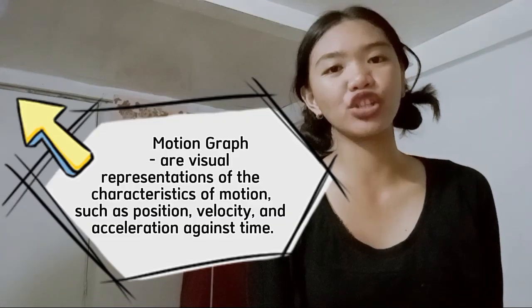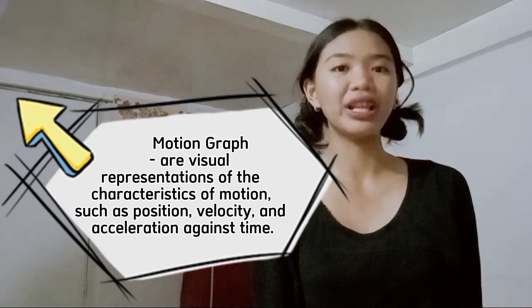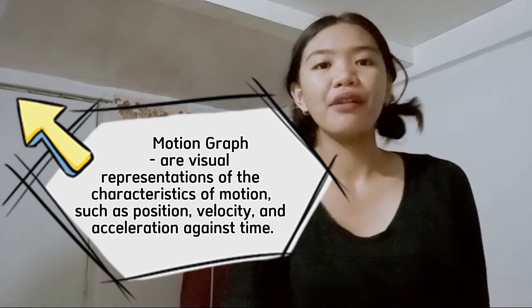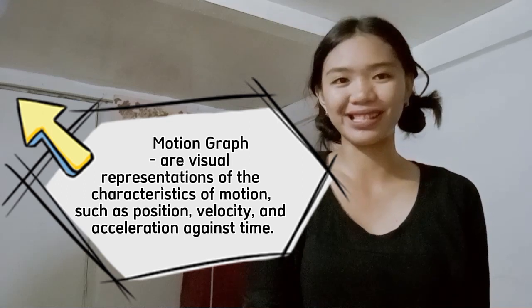Now, let's move on to our next topic, which is about the motion graph. Motion graphs are visual representations of the characteristics of motion, such as position, velocity, and acceleration against time. Using the mathematical formula for acceleration, you can easily identify whether a body is accelerating or not. Another way to do this is using a motion graph.